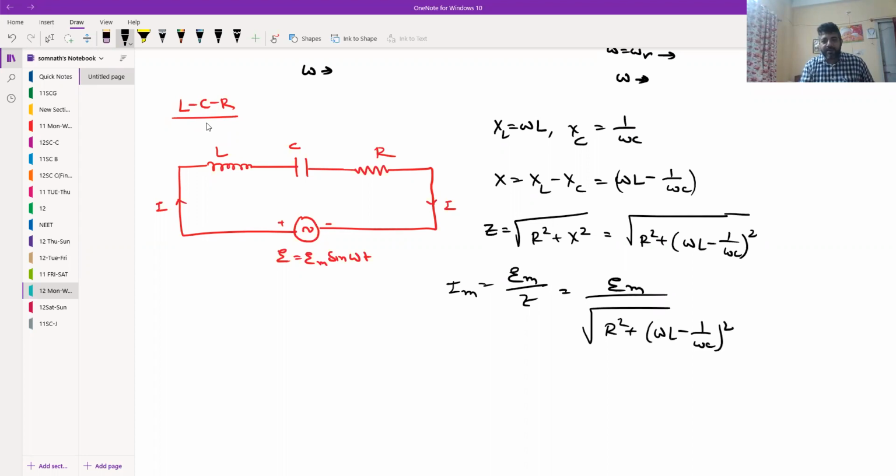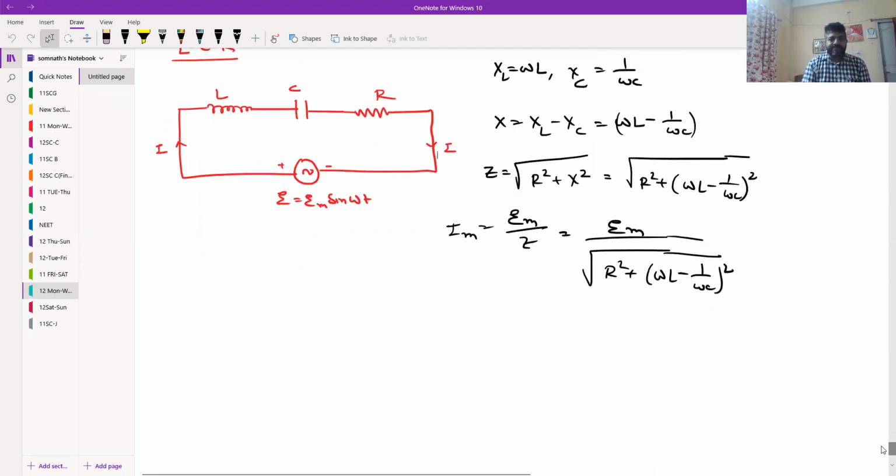Meaning it is the same thing. Find Z; if you are able to find out the value of Z, you can find out this value. Now after that, you can find out phi equals tan inverse X by R. Once you get the value of X by R, you can get a particular value.